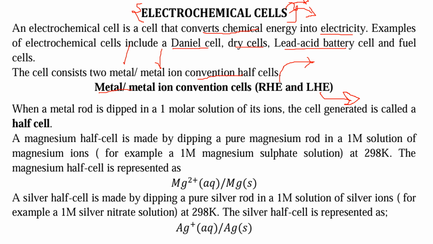So proceeding, we are going to say that when a metal rod is dipped in 1 molar solution of its ion, the cell generated is going to be called the half cell, just like we looked at in the previous video. Then we are going to say that a magnesium half cell is made by dipping a pure rod of magnesium in 1 molar solution containing its ions, which are the magnesium ions, for example, 1 molar magnesium sulfate solution. Standard conditions must be 298 Kelvin together with 1 atmosphere.